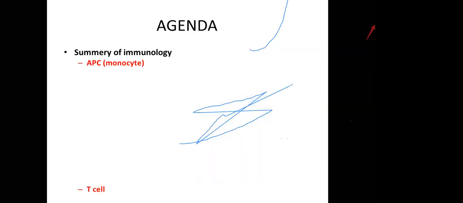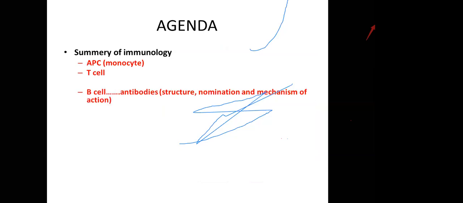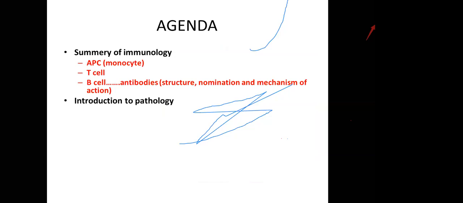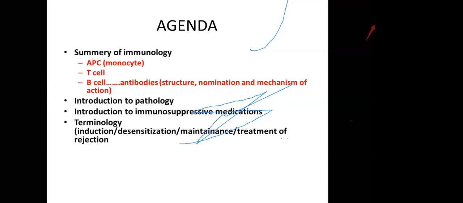And this was our agenda today. We presented the summary of immunology: antigen presenting cell, which is monocyte, T cell, B cell, antibody structure, nomenclature, and mechanism of action. Introduction to pathology. Introduction to immunosuppression medication. Terminology: now we know the meaning of induction, desensitization, maintenance therapy, treatment of rejection. We know about the Symphony study and the Transform study. We had a case scenario.